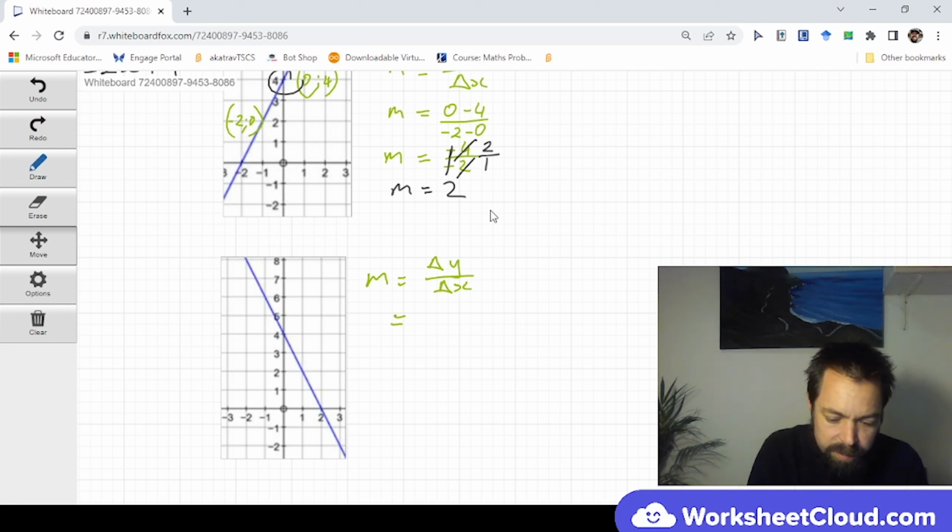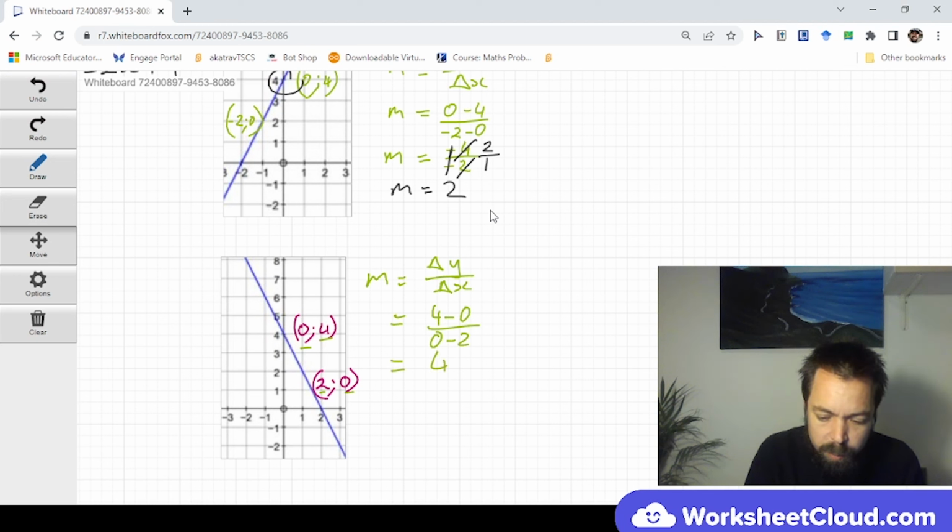This point on the left, the x value is 0 and the y value is 4. And this point down here, the x value is 2 and the y value is 0. So putting that into my formula, y goes from 4 to 0, so 4 minus 0, and x goes from 0 to 2, 0 minus 2. Simplifying, I end up with 4 over minus 2.